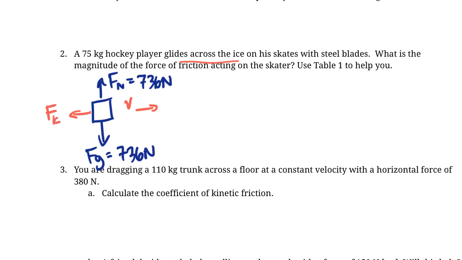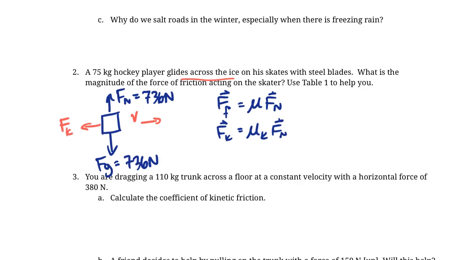So our equation to find kinetic friction, well, we have a general one, right? FF is equal to mu Fn, which is what we talked about. But if we're specifically talking about kinetic friction, we can say Fk is equal to mu k times Fn, right? We're going to use our kinetic friction coefficient. So we know the normal force. We calculated that already. How can we find the kinetic friction coefficient? Well, we can go to that table. So that table tells us, oh, and what do we have? We have a hockey player gliding across ice with steel blades.